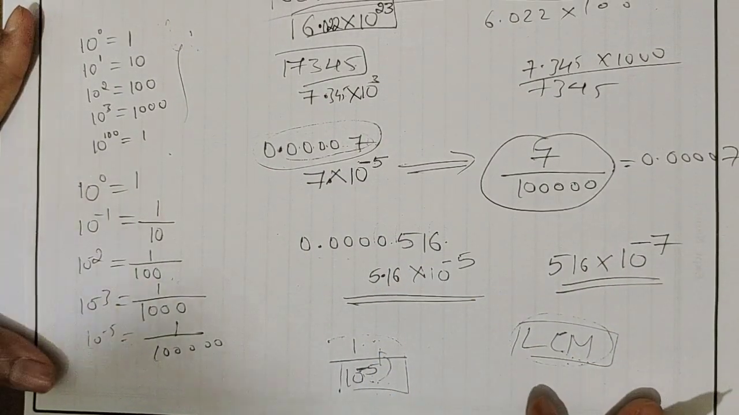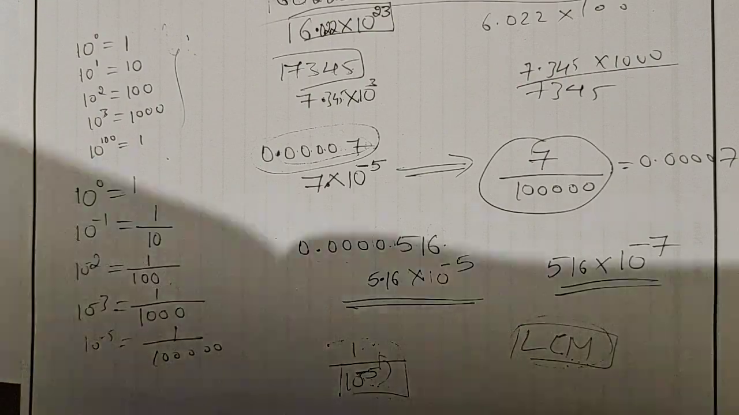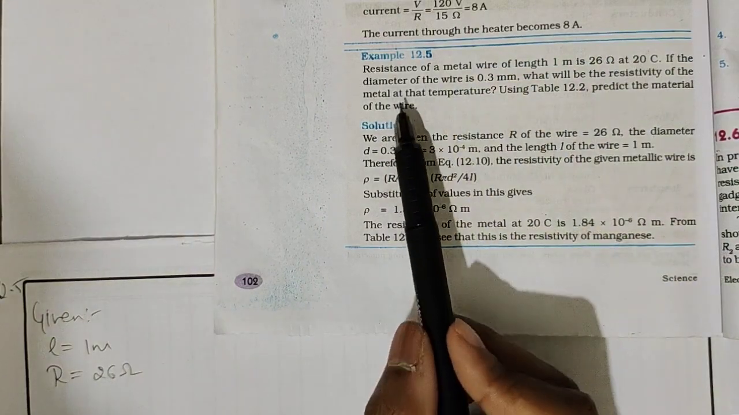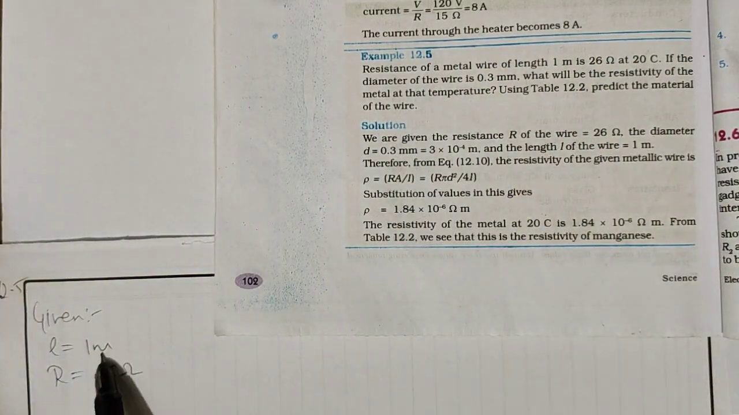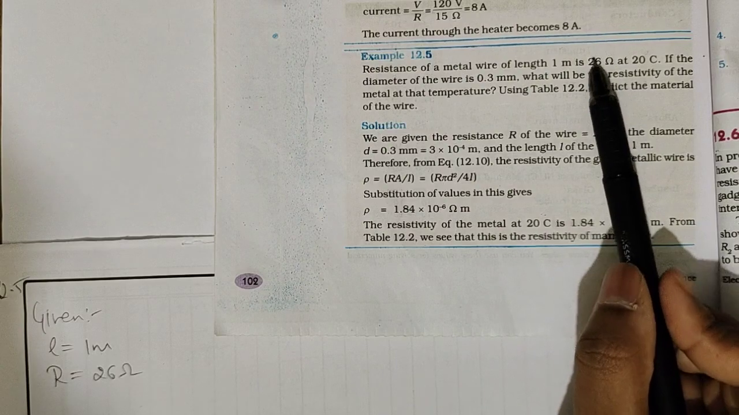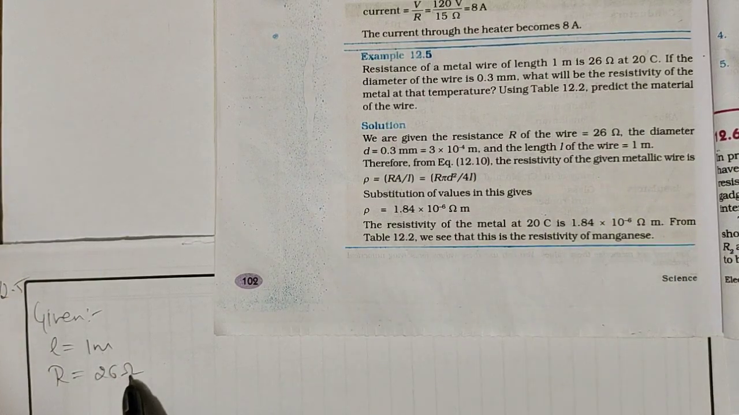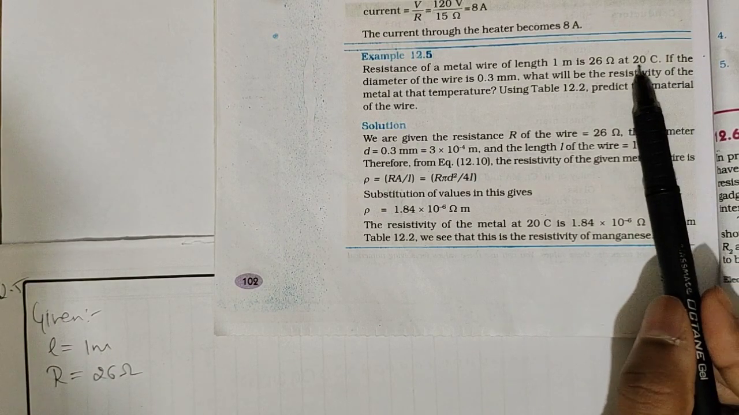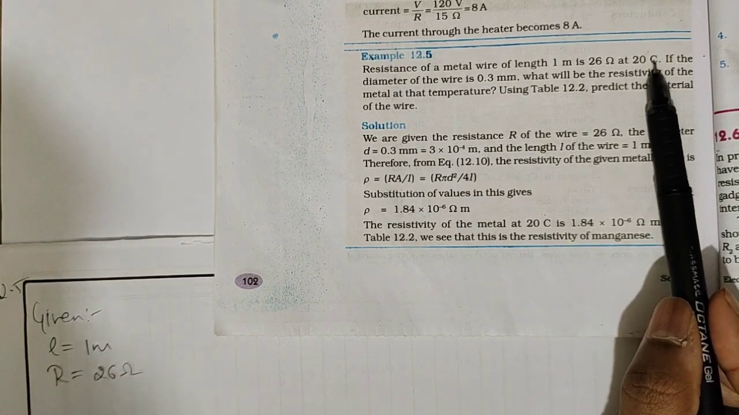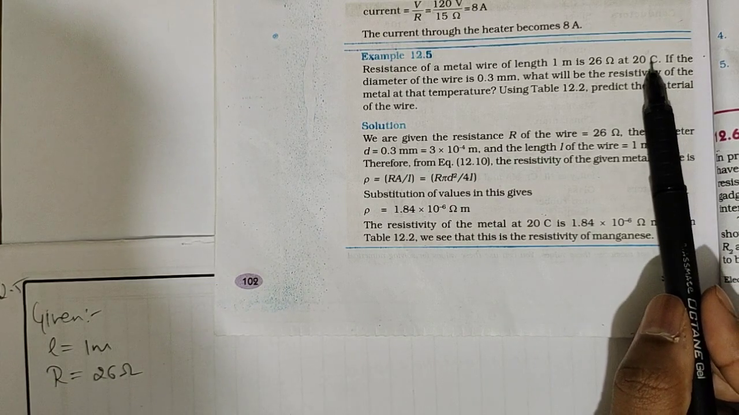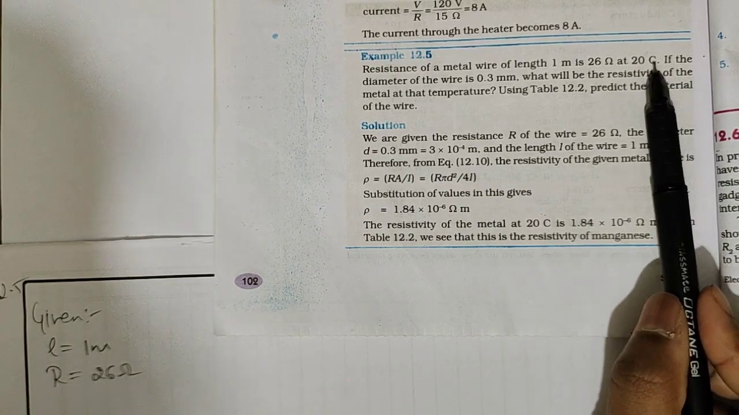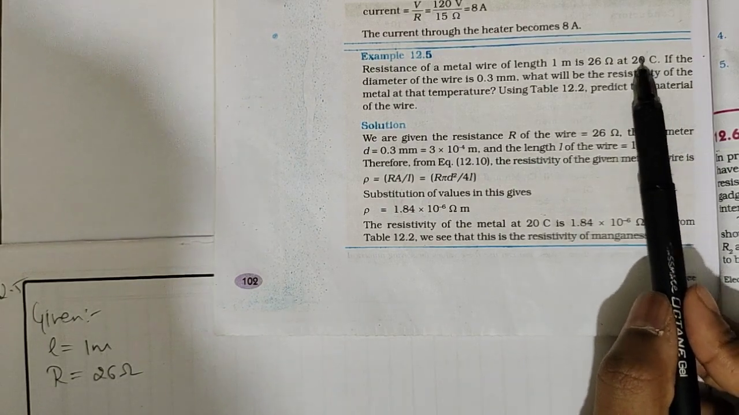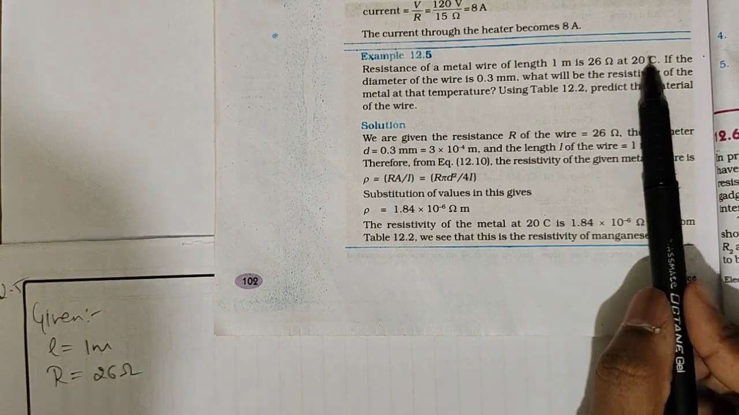Clear? So let us move to the example problem, that is nothing but 12.5. So here look at, they are given length, that is nothing but 1 meter, and resistance 26 ohm, that is R is equal to 26 ohm. And one more point they are given, what is that? The point is 20 C. Don't get confused, it is not 20 coulombs, it may be a temperature, 20 degrees Celsius. Okay, so since we don't have any T term in our formula, you can easily neglect it.